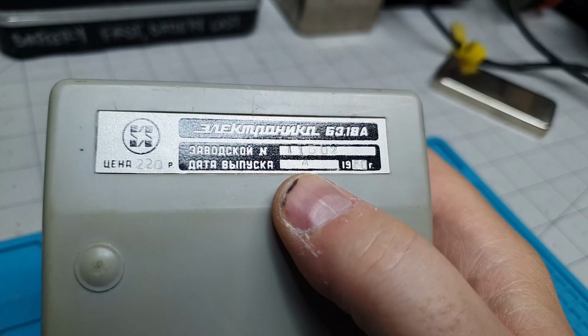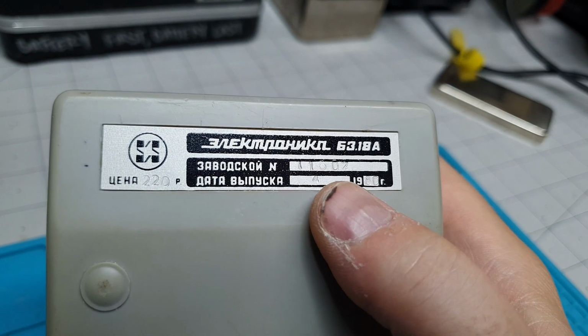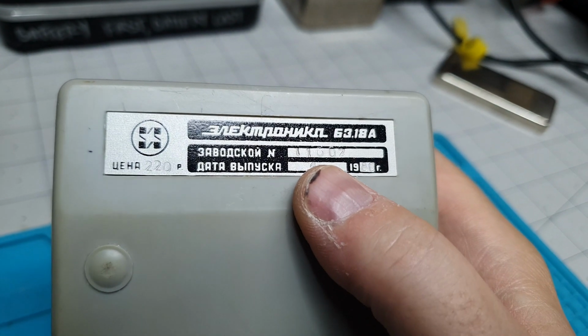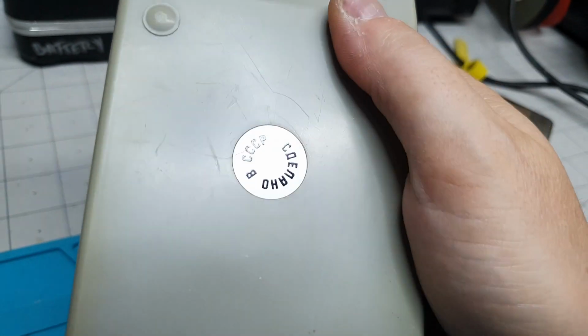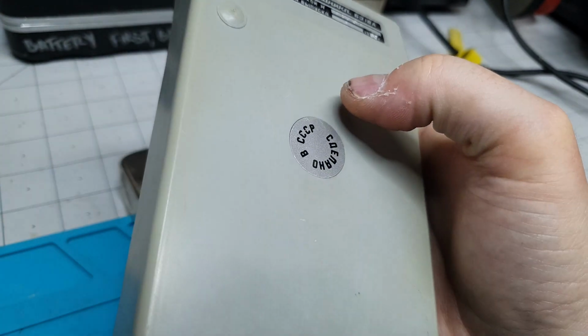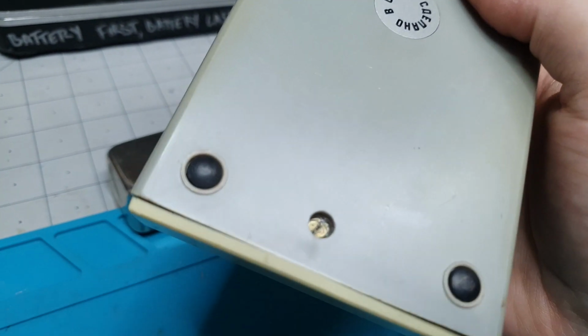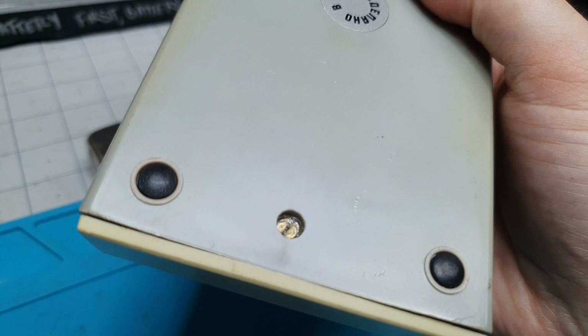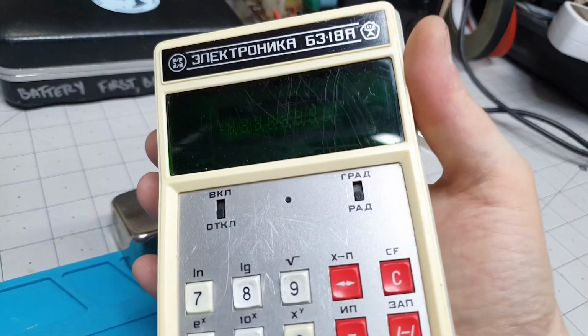The date is April of 1980 for this particular unit. Factory number 11602, B318A. And we have, of course, the seal of approval, made in the USSR. And check this out. Still have wax on the only screw. So nobody has been inside this thing. Let's crack it open.